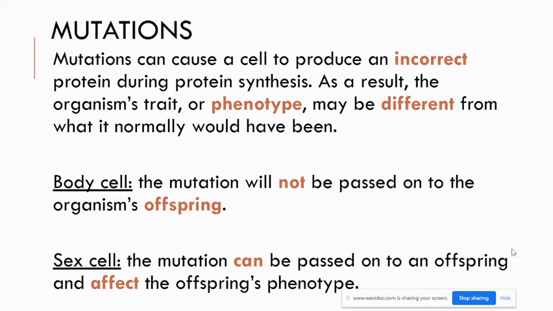So in a body cell, the mutation will not be passed on to the organism's offspring. Your body cells are just unique and individual to you. But those reproductive cells or sex cells are where that information can be passed to an offspring. So if a parent has that mutation, it could transfer over into those reproductive cells, and the offspring could end up with that mutation as well.